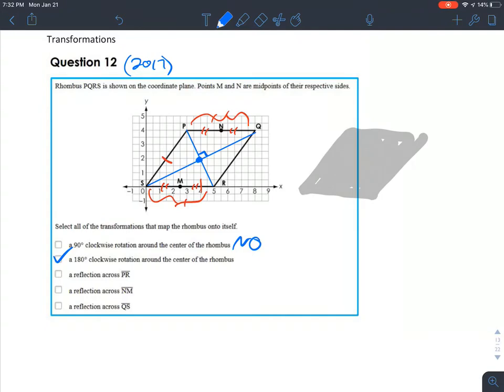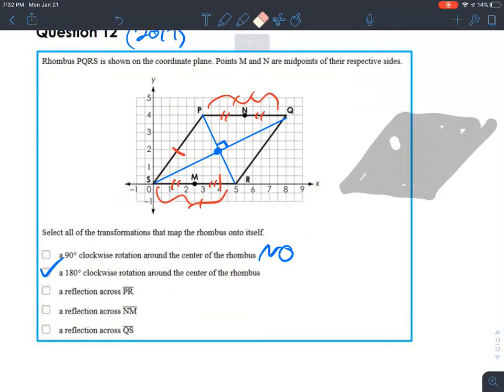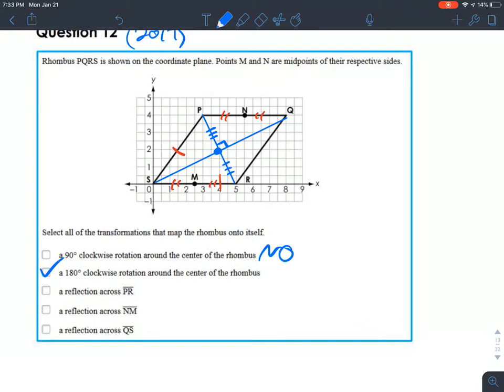Reflection across segment PR. So the rest of these are reflections. Let me get rid of that. So reflection across segment PR. Here's some more facts for you. The diagonals in a rhombus bisect each other. They go through each other's midpoints.